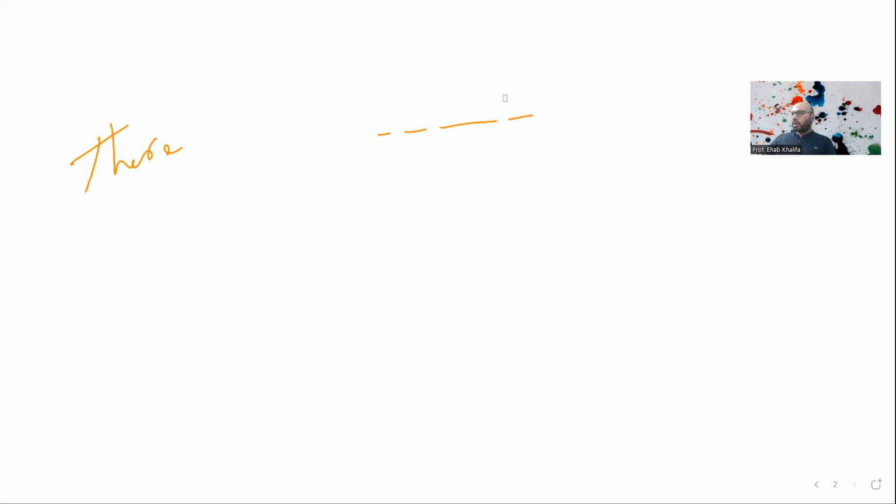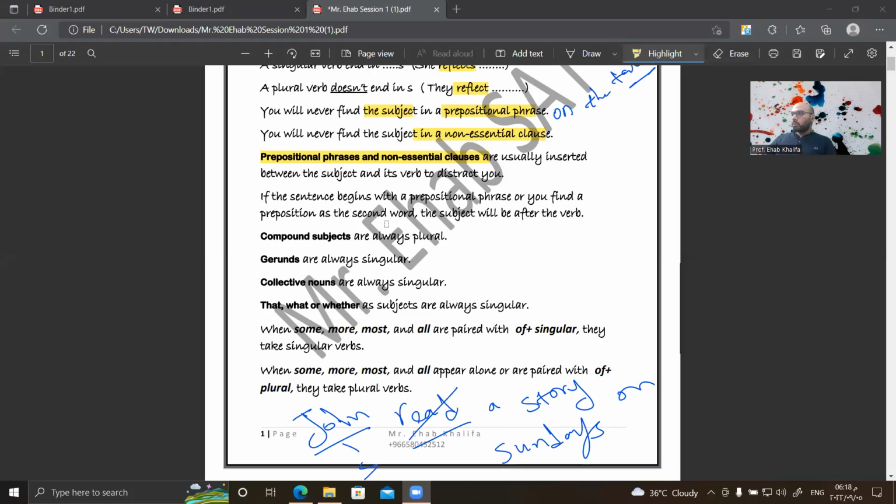Back to the rules. See, compound subjects are always plural, you know that. Singular, singular, joined by and equals plural. So Ali and John are, of course. Gerunds are singular. Gerunds are singular.